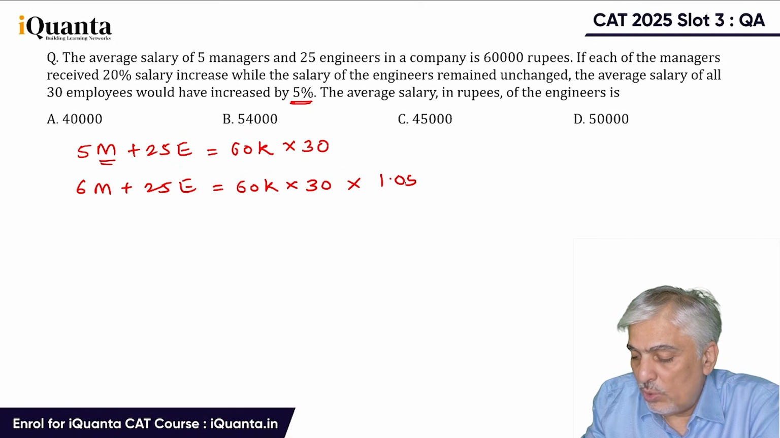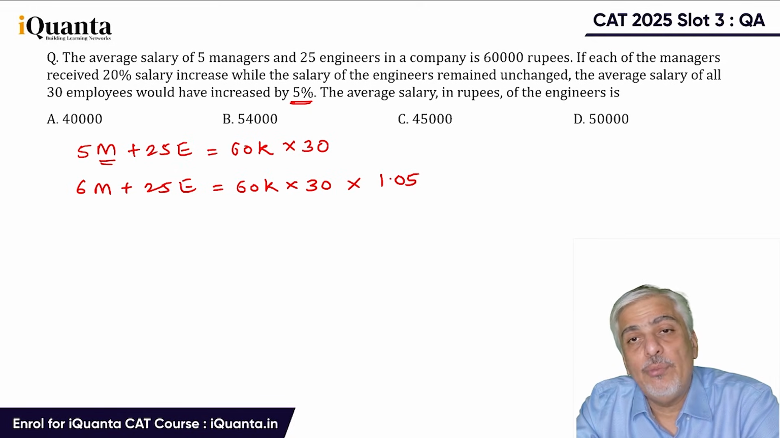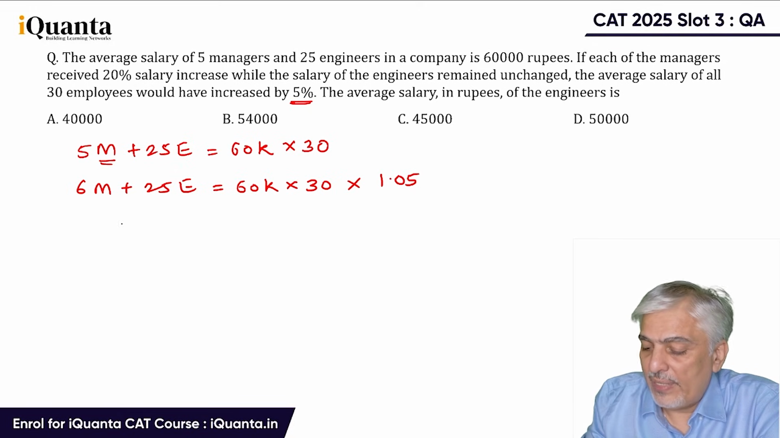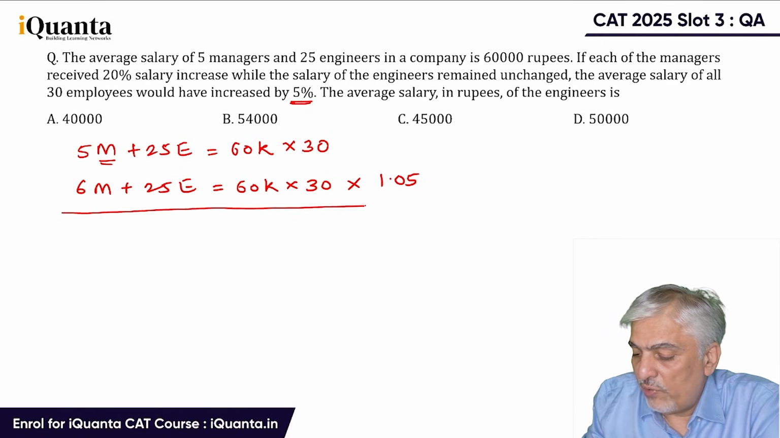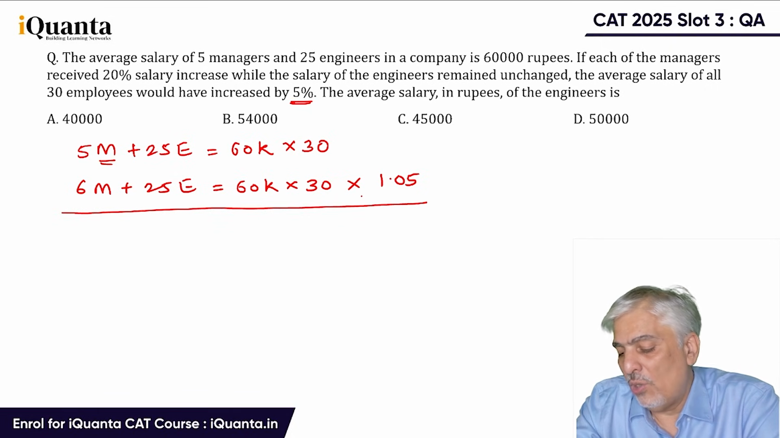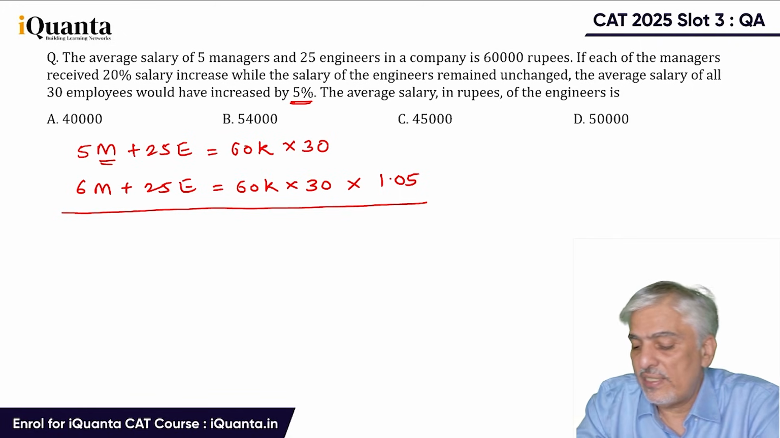That means this becomes 1.05. Just look at the way I'm doing the calculations. Subtract both the equations. I want to find E. I know you can multiply by 6 and 5 and then directly find E, but I thought subtracting them now was easy.